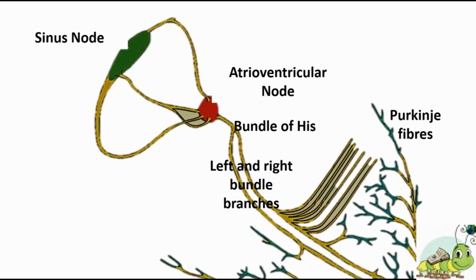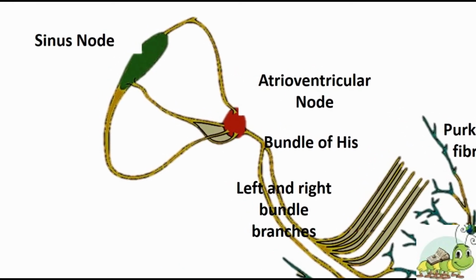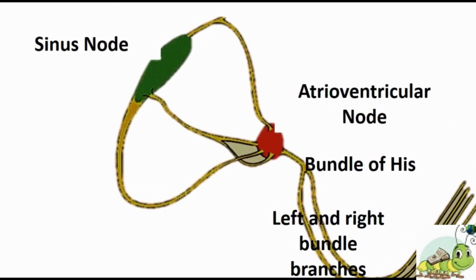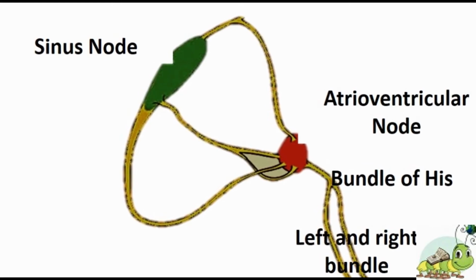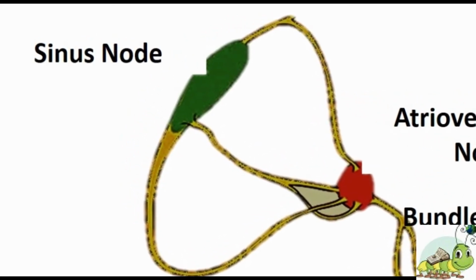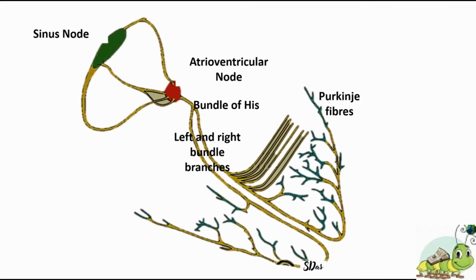The pacemaker cells look like cardiac muscle cells, but they have lost the ability to contract. Located on the back wall of the right atrium, near where the superior vena cava enters the heart. The SA node cells initiate the electrical impulse that generates the heartbeat.